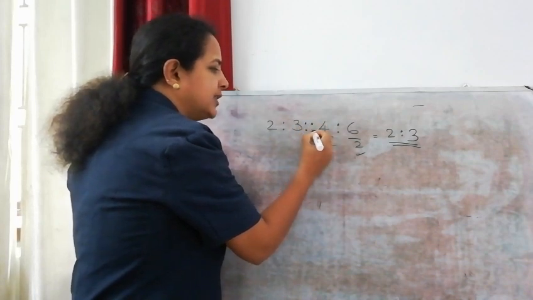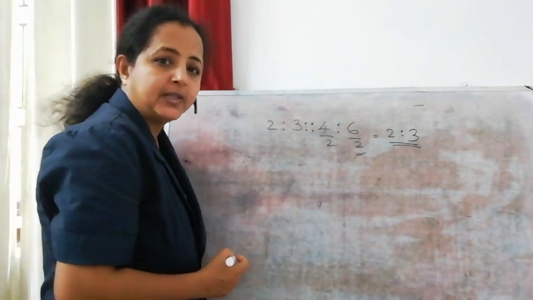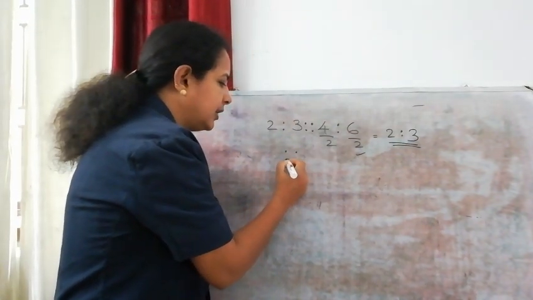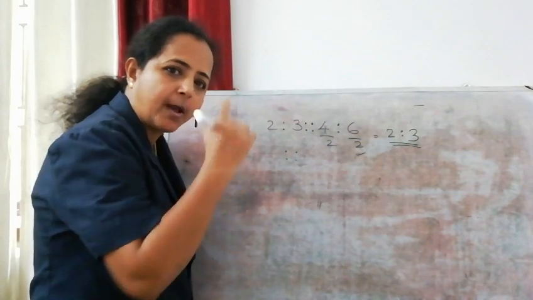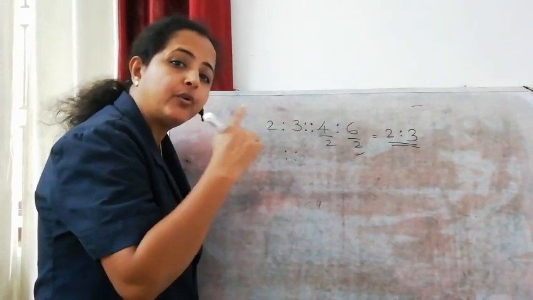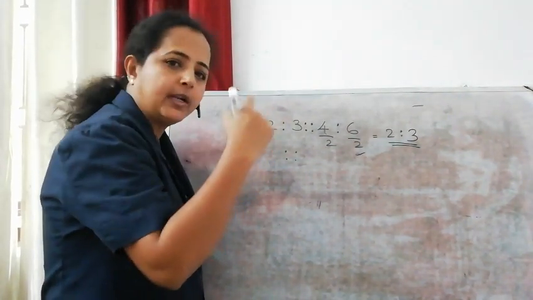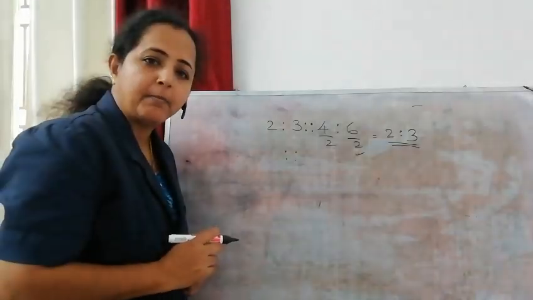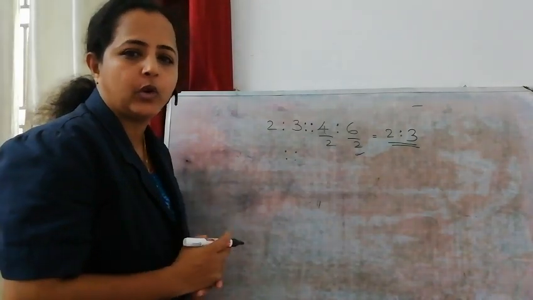For proportion we use this symbol of 4 dots. The symbol for proportion means 4 dots between the ratios, 2 dots up and 2 dots down, like that. Like this way we can mark. So proportion means two ratios are equal.